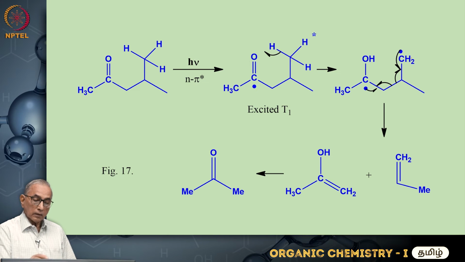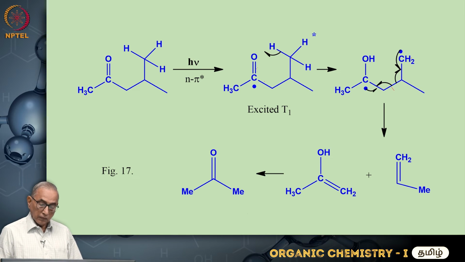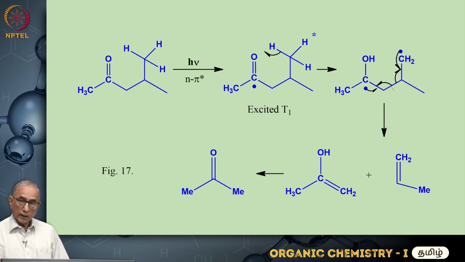The hydrogen will go to the oxygen, you have alcohol, and this double bond will come here. So, I have shown the bonding coming here and the bond goes there, and you have this removal of the propene and it forms the enol of acetone. This becomes a ketone, you get acetone. So, this is called the Norrish type 2 cleavage.